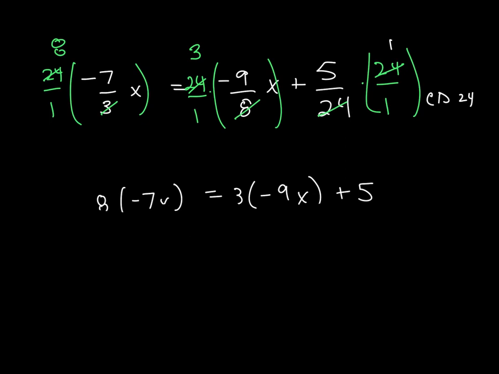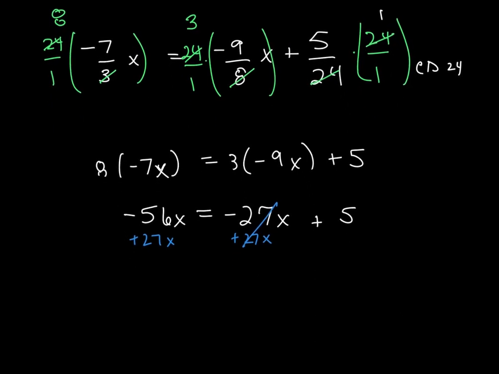that will leave me with negative 7x times 8 is equal to a negative 56x, and 3 times a negative 9 is a negative 27x plus 5. I want to go ahead and add 27x to both sides. And again, really, we're just taking that and moving that 27 over. Negative 56 plus 27x leaves a negative 29x equal to 5.